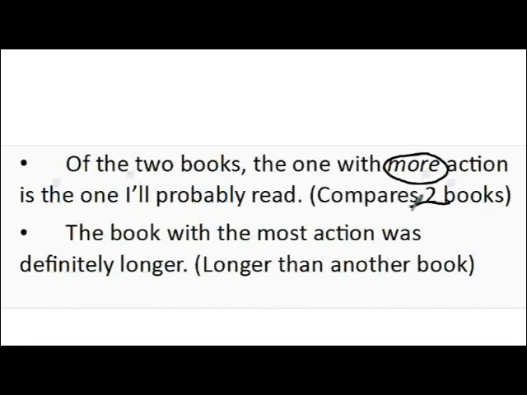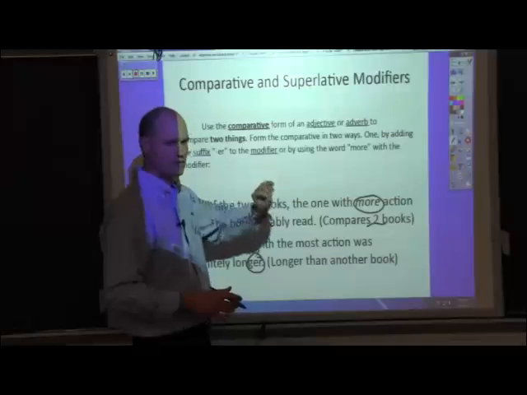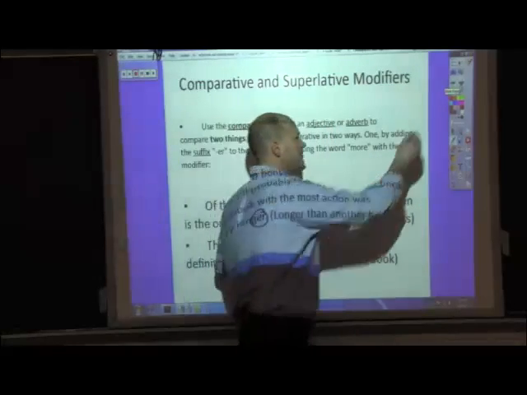The book with the most action was definitely longer. It was longer, er, than another book. So you have the comparative. There's two examples of where you might see it. Like I say, in itself, it's pretty simple, but in a second here, we'll see if we get a couple of things that might challenge you slightly.